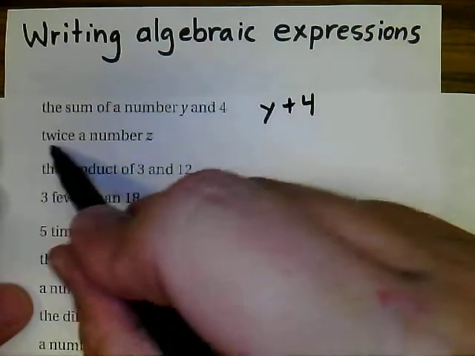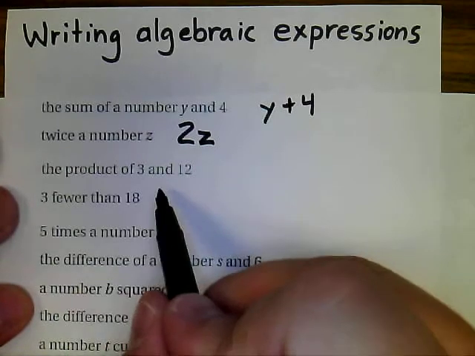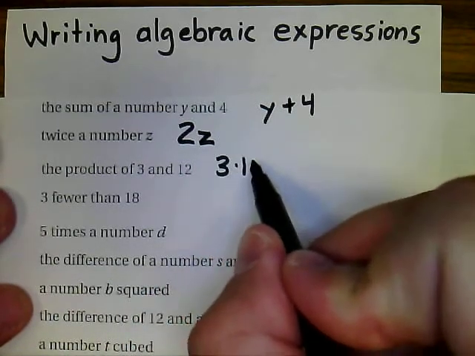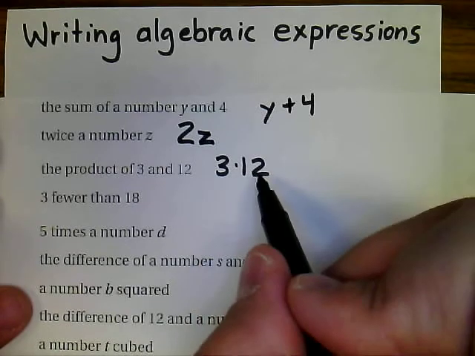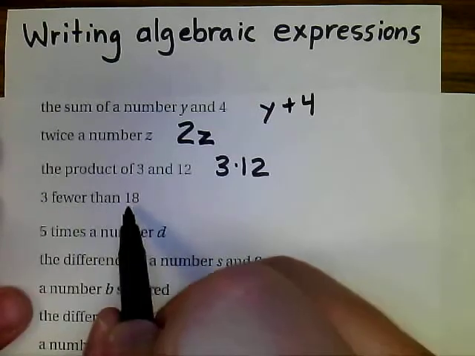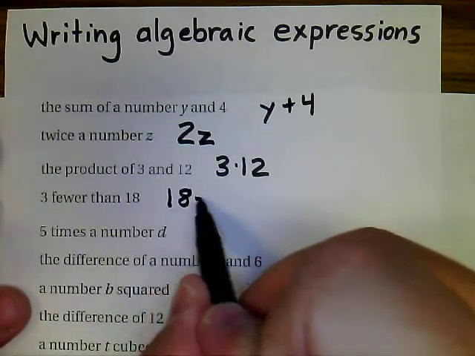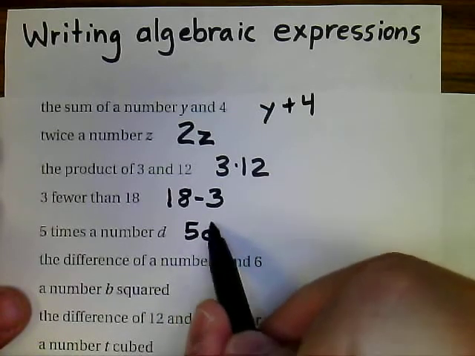twice the number z. That means 2 times z, and the best way is in the coefficient format. The product of 3 and 12, 3 times 12. Obviously, you can't just write the 3 and the 12 next to each other because there's no variable. And yeah, that would look like 312. We know that this value is 36. 3 fewer than 18, 18 minus 3.